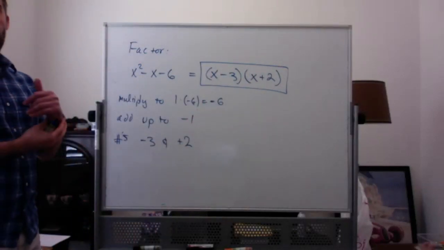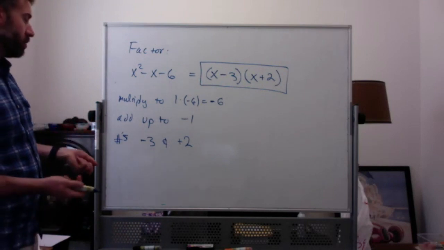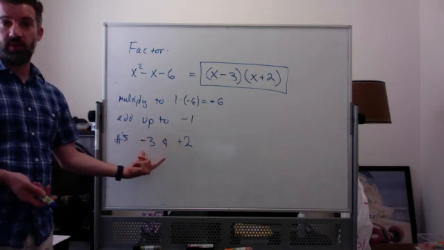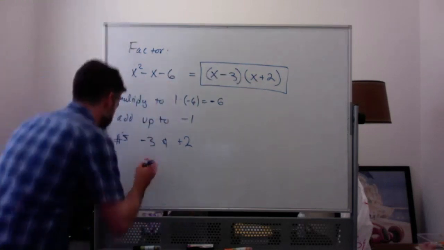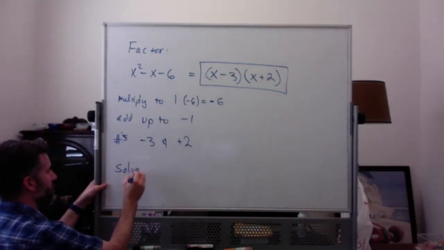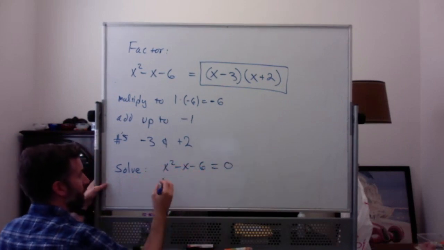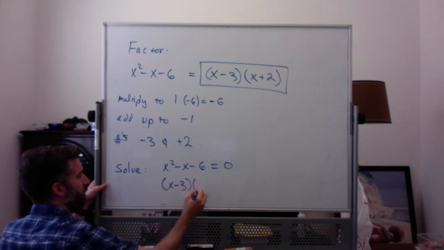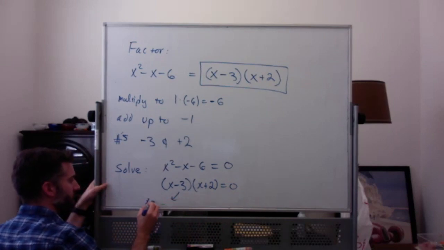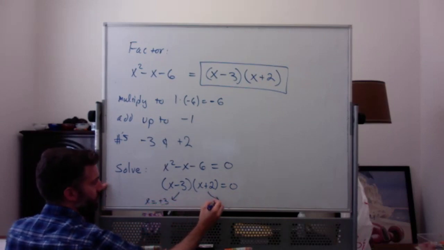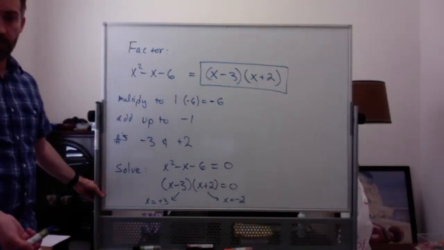Just to point out, one thing to be aware of is that if you're solving this equation equal to 0, you usually get the opposite of the numbers you find here. These are the numbers that go in the expression when I factor it. But if I was solving x squared minus x minus 6 equals 0, and I was factoring it as x minus 3 times x plus 2 equal to 0, I would end up getting x equal to positive 3 and x equal to negative 2. So that's what we've got there.